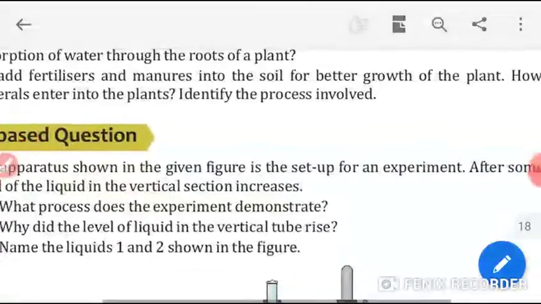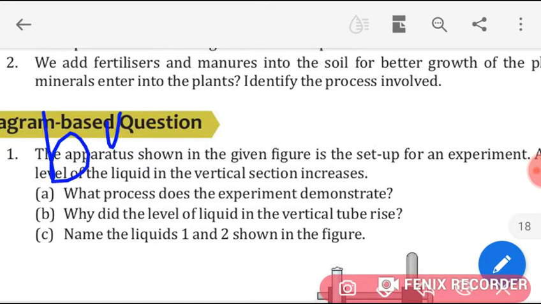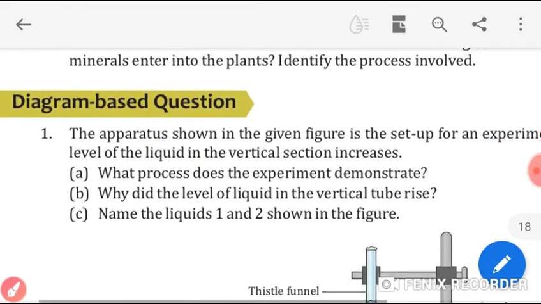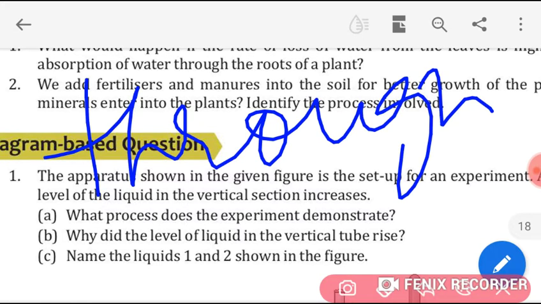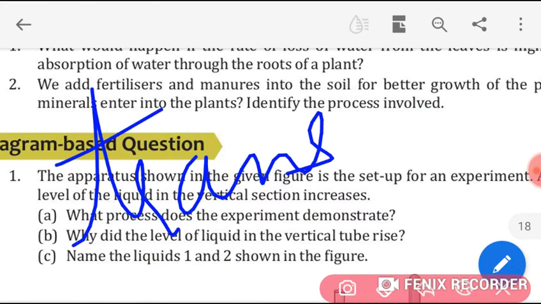Okay. So I am dictating. Please write. These minerals enter into the plants by root hairs through active transport.